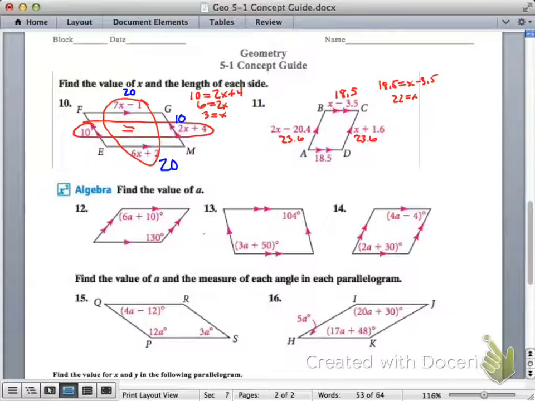What concept are numbers 12, 13, and 14 here about? Well, this variable expression is here. This is 130 degrees. Those are angles. These are angles. These are angles. What has to be true about those opposite angles? Opposite angles are congruent. I think you can do that. Solve for A on those 3 questions.